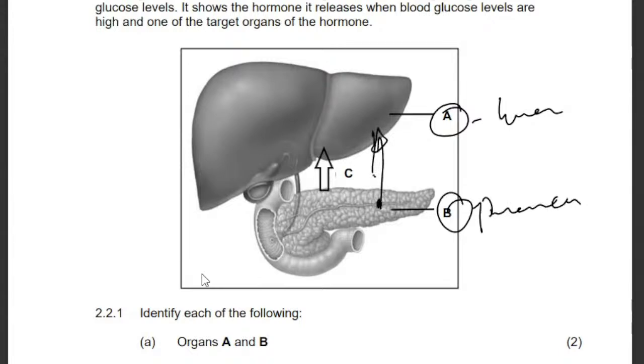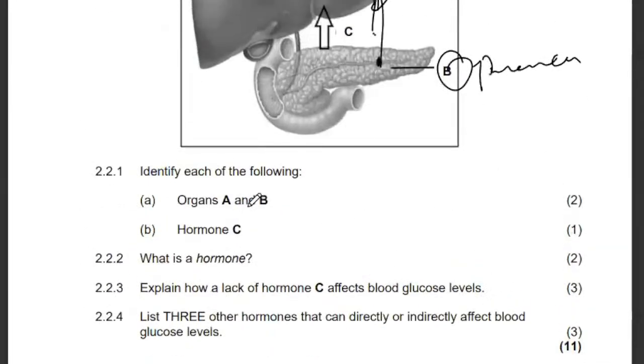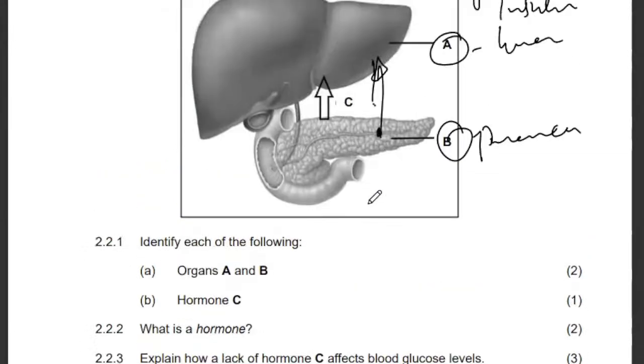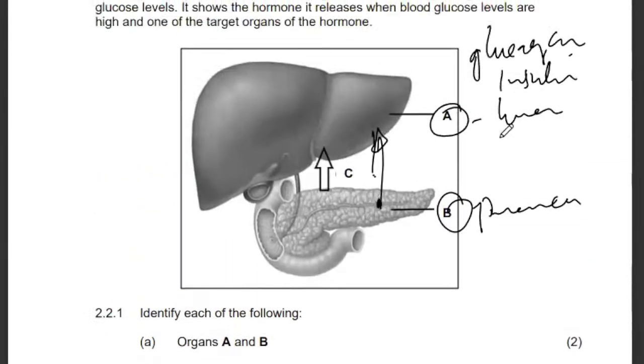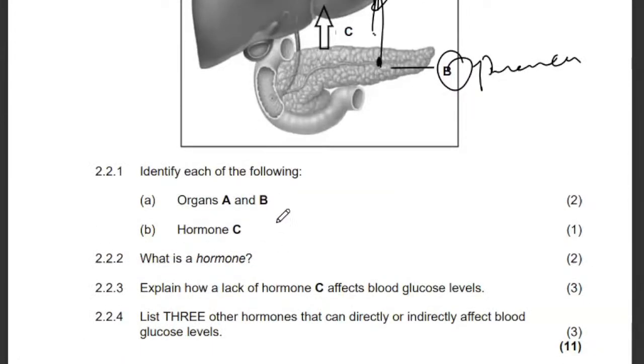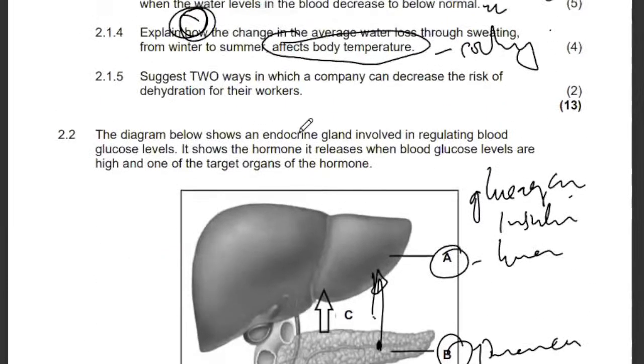But remember that we have two kinds of hormones: glucagon and insulin. Then they are saying identify each of the following. Number one, organ A and organ B. Organ A is the liver, organ B is the pancreas. For hormone C, you have to find out whether it's glucagon or insulin.